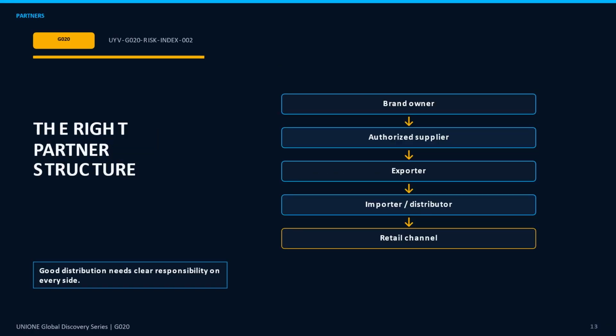A stable distribution structure requires clear responsibility at every stage. The brand owner should define the market direction. The authorized supplier should confirm product legitimacy and documentation. The exporter should coordinate the transaction accurately. The importer and distributor should manage compliance, inventory, and local sales. When each role is clear, cooperation becomes more predictable and conflicts become easier to prevent.